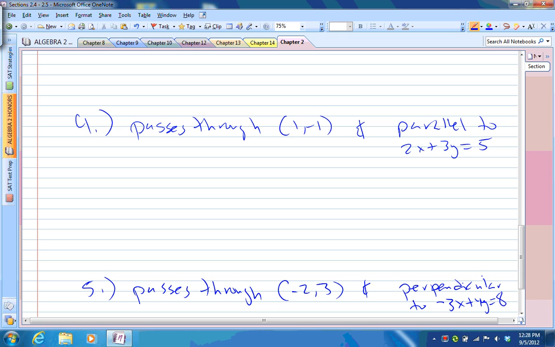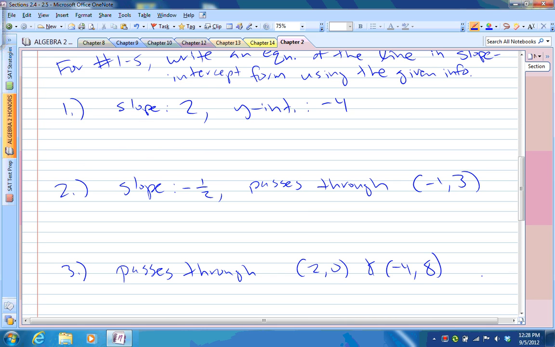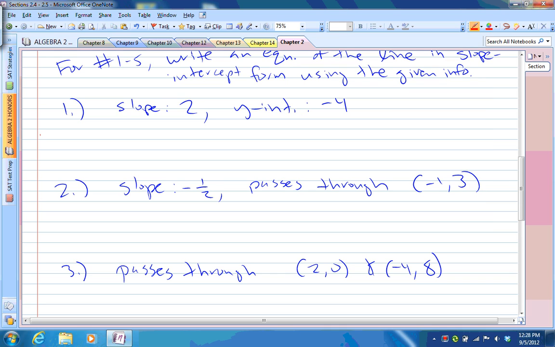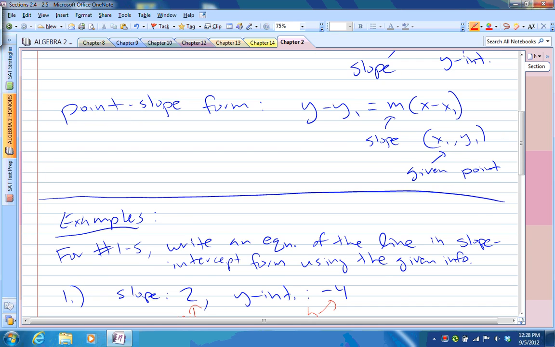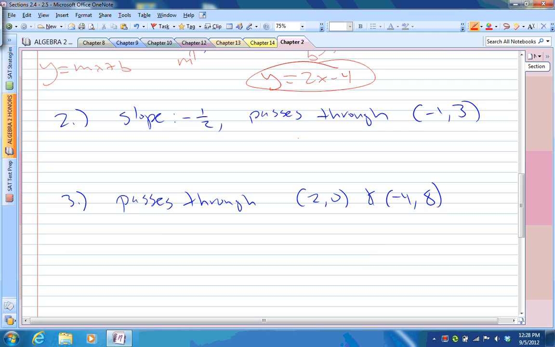Okay, so let's go to number 1. So very simple. You're asked to write an equation in slope-intercept form. So y equals mx plus b. Clearly that's m, and clearly that's b, because remember, m represents the slope and b represents the y-intercept. So the equation is just going to be y equals 2x minus 4. That's an easy one. Number 2 requires a bit more work.